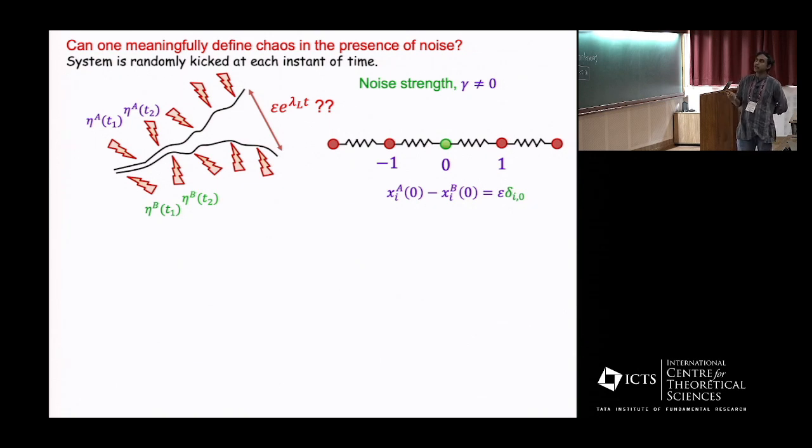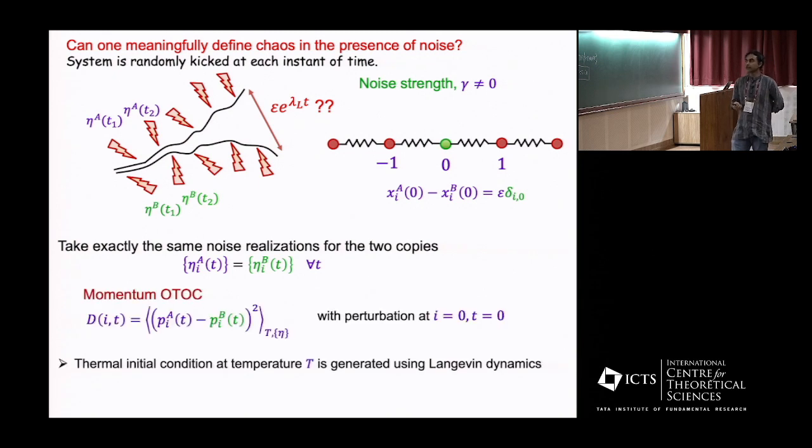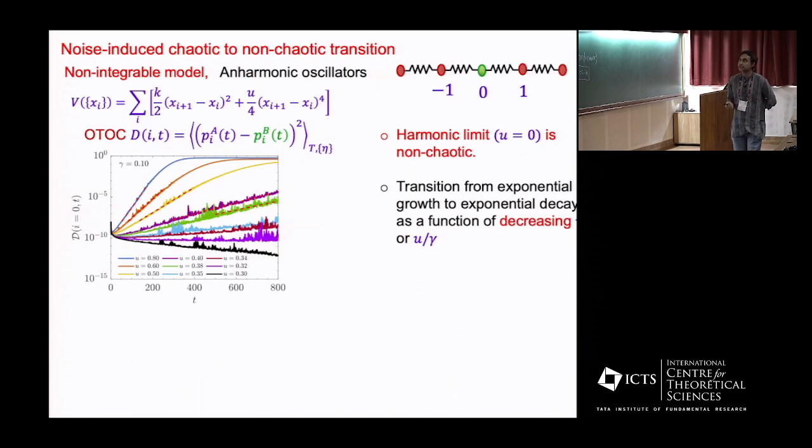Now these are noisy evolutions, so you have to make the noise exactly correlated to have a meaningful definition of this trajectory divergence. If you do that, you start with some initial condition which is this long time steady state, determined by some temperature, and you ask in this case whether you have a Lyapunov exponent or not. So this is the result.